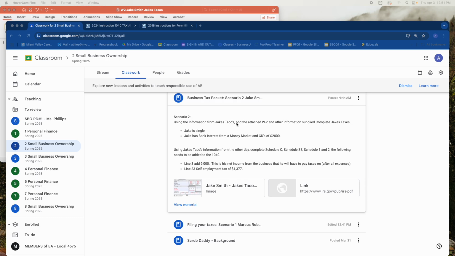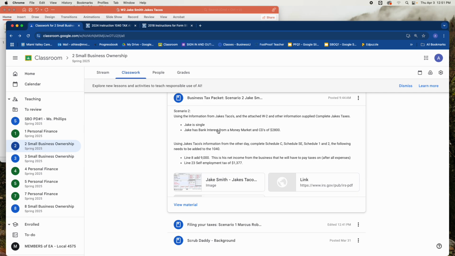In this scenario, we are going to use our Jake's Tacos that we did the other day, where we had some discussion questions, and we are going to complete his taxes. We are going to realize that Jake also has a job, that there is a W-2 attached, and some other information. Jake is single. He has a bank interest with a money market and CD of $2,800. Using Jake's taco information from the other day, today we are going to complete Schedule C.